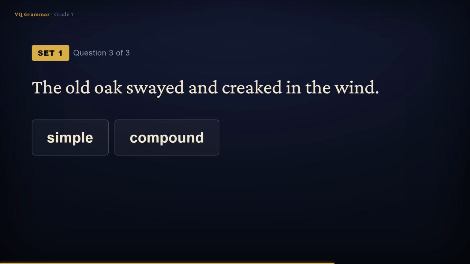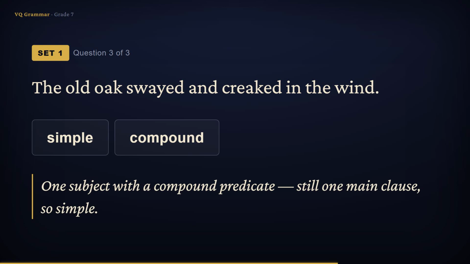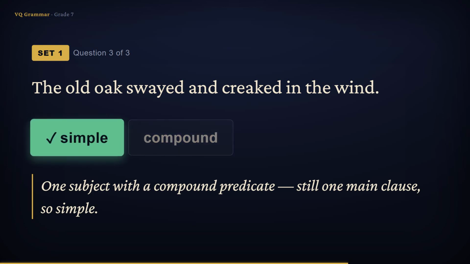The old oak swayed and creaked in the wind. Here the word and joins two verbs, swayed and creaked, but they share a single subject, the old oak. That's a compound predicate inside one main clause, so the answer is simple.